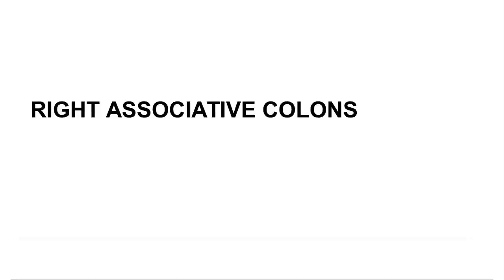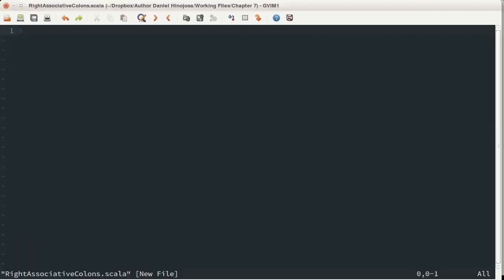In this session, we discussed right associative colons. This is another magical method property. So let's get started with a teaser. I'm just going to jump right in, and I'm going to create a file called rightassociativecolons.scala. Here we are in a file. I called the file rightassociativecolons.scala.